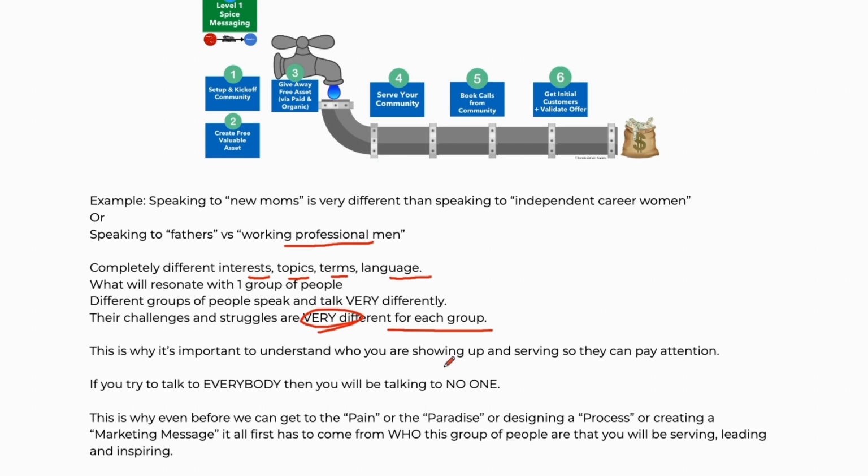This is the reason why it's so important to understand who you are showing up for, so that group of people can actually pay attention. Because if you try to talk to everybody, then you're going to be talking to nobody, okay?